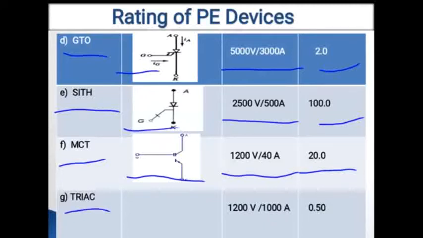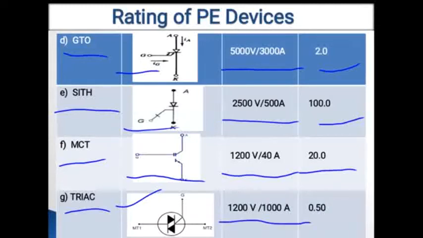Now next one is the Triac. In this diagram you can see the symbol for the Triac. The Triac has somewhat different terminals, but it also has three terminals: MT1, MT2 and gate. The voltage rating of Triac is 1200 volt and the current rating is 1000 ampere, and it has a frequency of 0.5 kilohertz.